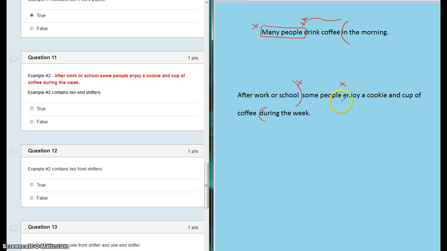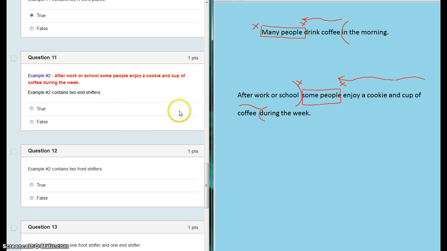Okay. Here's my other X word place. I found that by making it negative. Some people do not enjoy a cookie. And I got my subject between the two X word places. And everything from the subject to the end of the sentence, or to the end shifter place, is the predicate. We're ready to answer question 11.